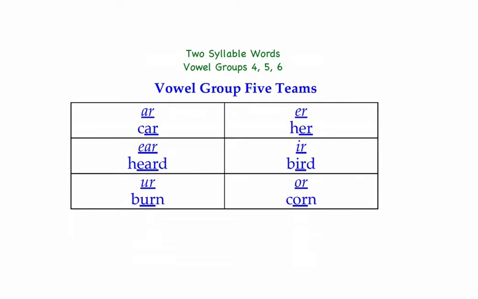Notice ER, EAR, IR, and UR all represent the same sound. EAR is only a team representing the sound when EAR is followed by a consonant sound. Otherwise, EA will form a team, usually vowel group 4, and R will represent its consonant sound.